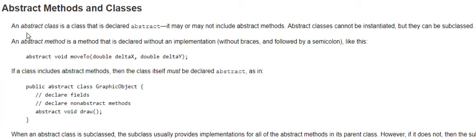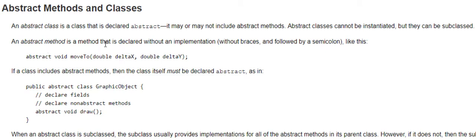Hi everyone, today we are going to look at abstract methods and classes. An abstract class is declared as abstract. This is the first condition. It may or may not include abstract methods. Abstract classes cannot be instantiated, but they can be subclassed.